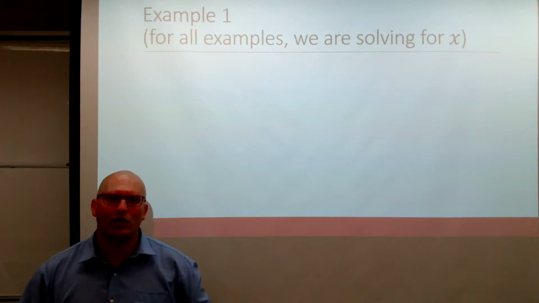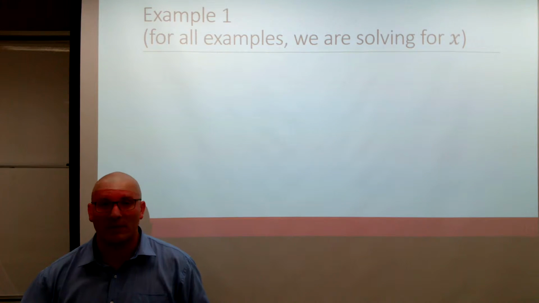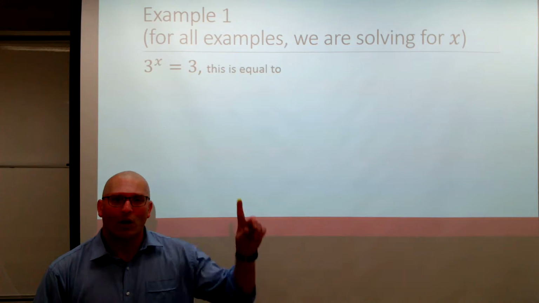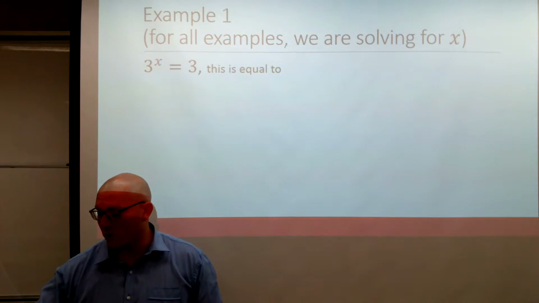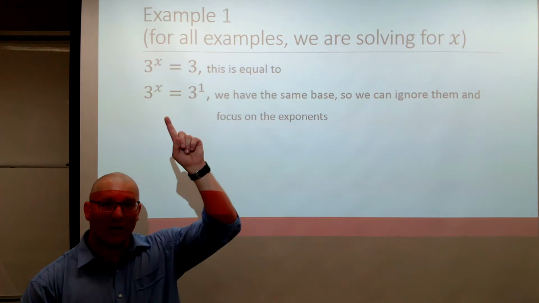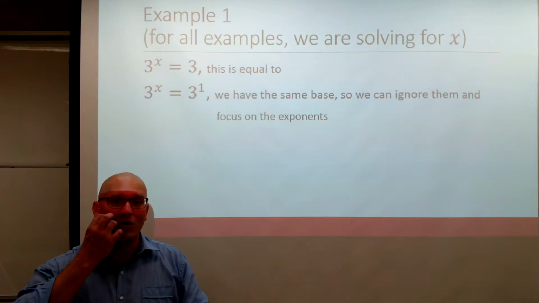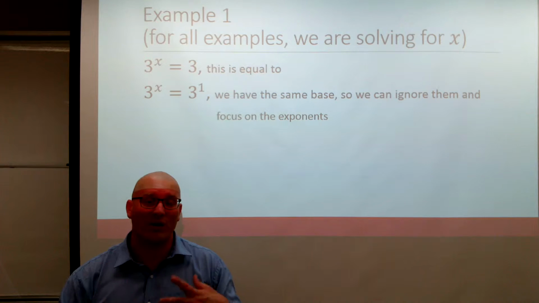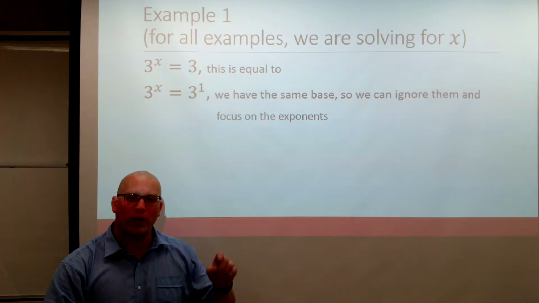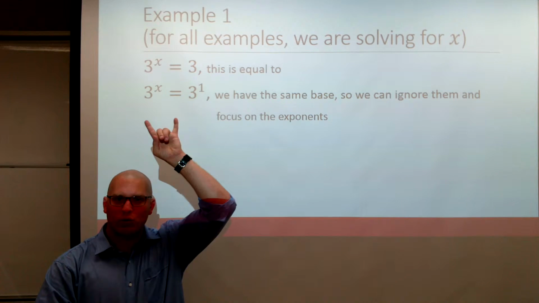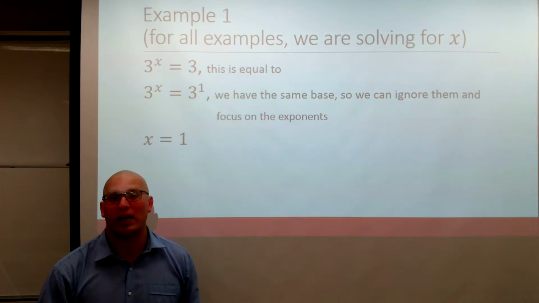First of all, as all these examples we go through, we're always going to be solving for the value of x. Very simply, 3 raised to the power of x is equal to 3. We can rewrite this simply as 3 to the power of x equals 3 to the power of 1, because any base raised to the power of 1 is itself. Again, we now have a common base of 3, so we can ignore that and just look at our exponents. Very simply, in this case, x is equal to 1.